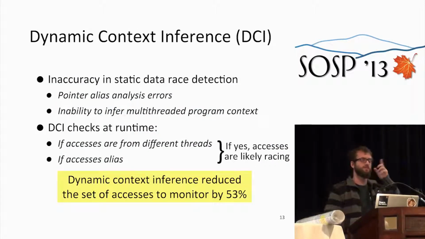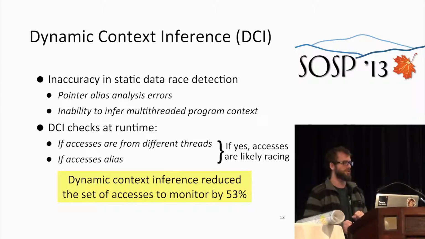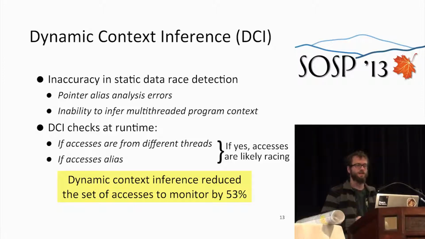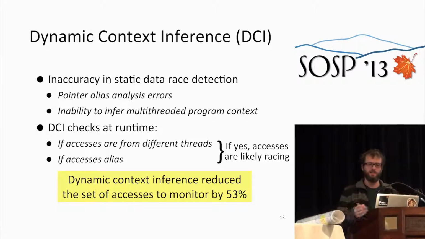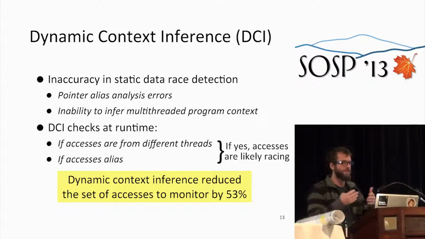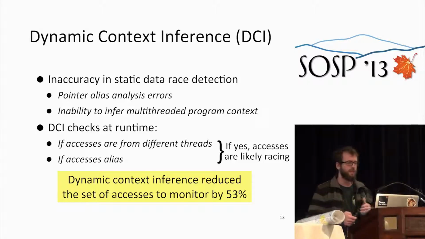Dynamic context inference, or DCI for short, makes the key observation that there are two main reasons for the inaccuracy of static data race detection. First are the errors in alias analysis. Static data race detection may incorrectly think that some accesses alias each other, that is, they may have the same address at runtime, and therefore flag such accesses as data races. Whereas during actual program execution, these accesses may never alias.